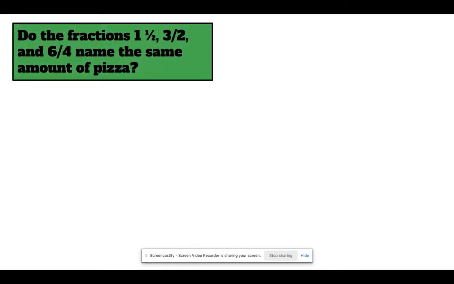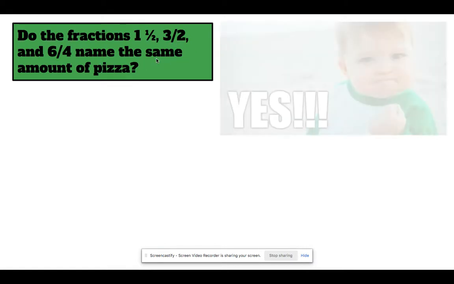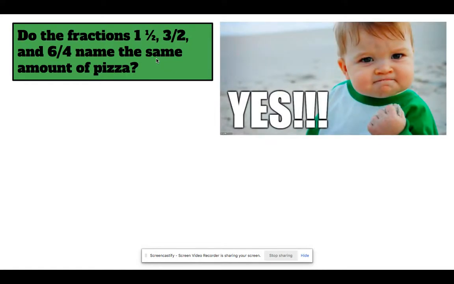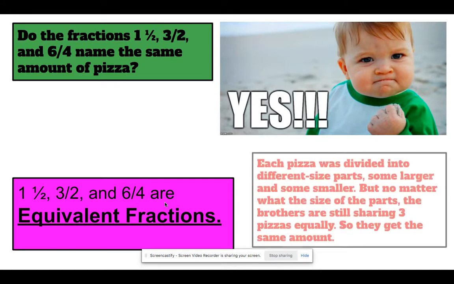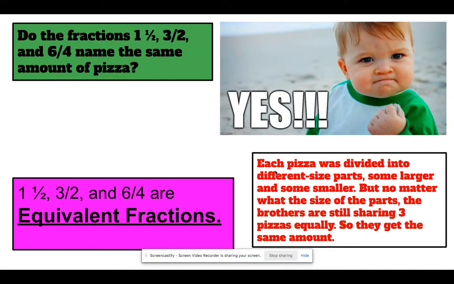So here's my question. Do the fractions 1/2, 3/2, and 6/4 name the same amount of pizza? Yes, they do, because 1/2, 3/2, and 6/4 are all equivalent fractions. What does that mean? Well, each pizza was divided into different sized parts.